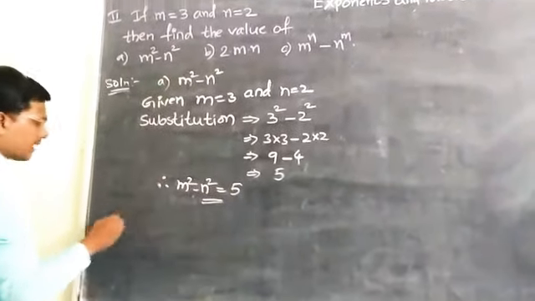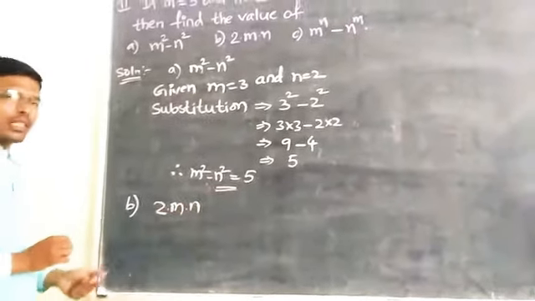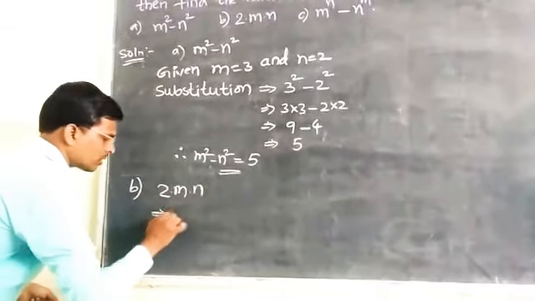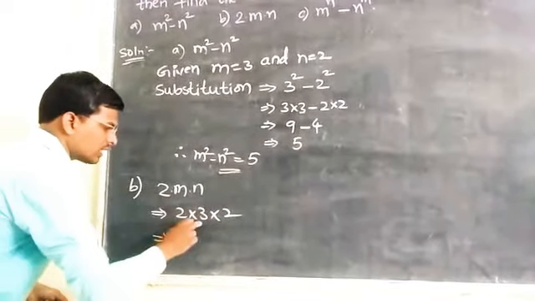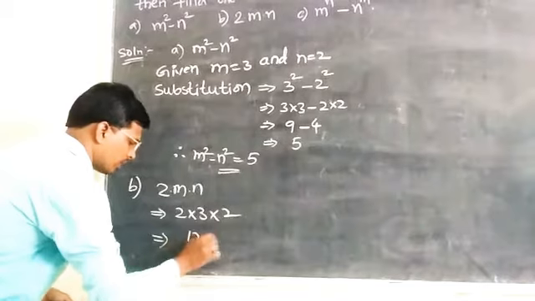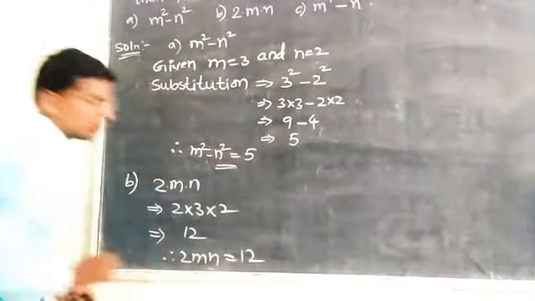Next, go for the B question. 2 into m into n. What is the m value? So m value is 3 and n value is 2. So 2 3s are 6, 6 2s are 12. Therefore, 2mn is equal to 12.